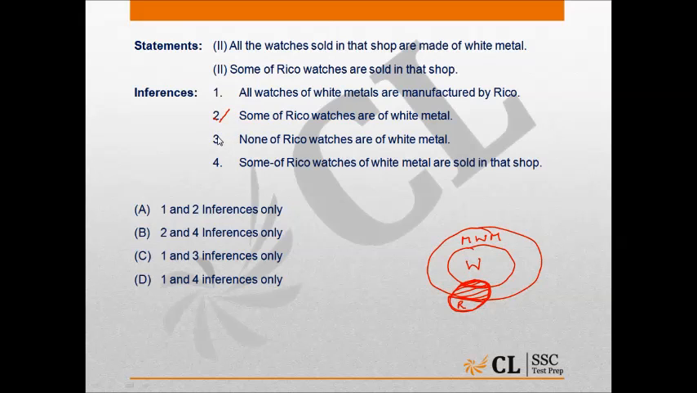Inference 3, none of Ricoh watches are of white metal. This is wrong because it negates inference 2, which we have already determined as correct. Inference 4, some of Ricoh watches of white metal are sold in that shop. This particular set is that part of Ricoh watches which are made of white metal and which are sold in that shop. So inference 4 is also correct. So our answer should be 2 and 4, which is given in option B. So the answer will be 2 and 4 inferences only, that is option B.